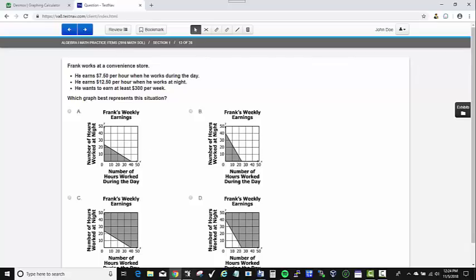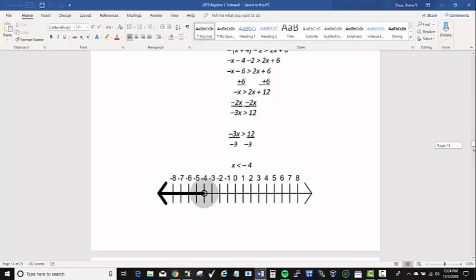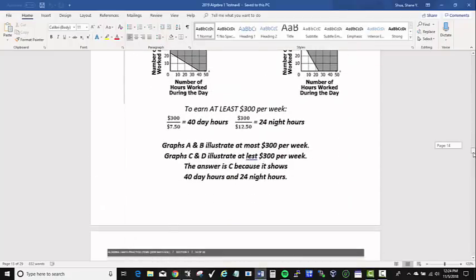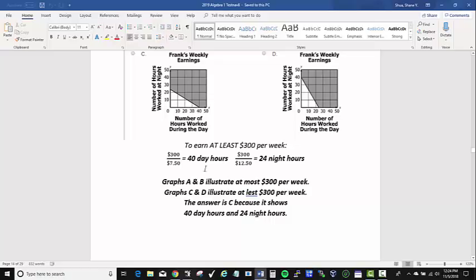Okay, so to earn at least $300 per week, which is what he wants to do, if he just works day hours, earning $7.50 an hour, he would need to work 40 day hours. If he just works night hours, earning $12.50 an hour, he would need to work 24 night hours.